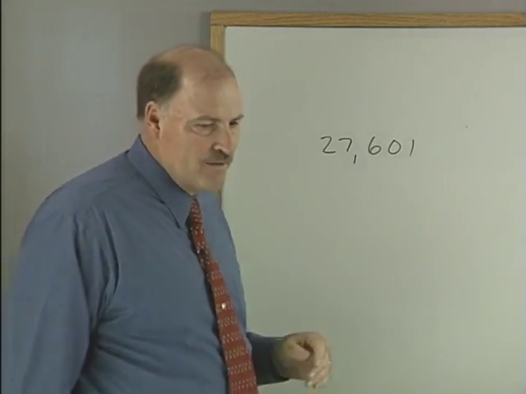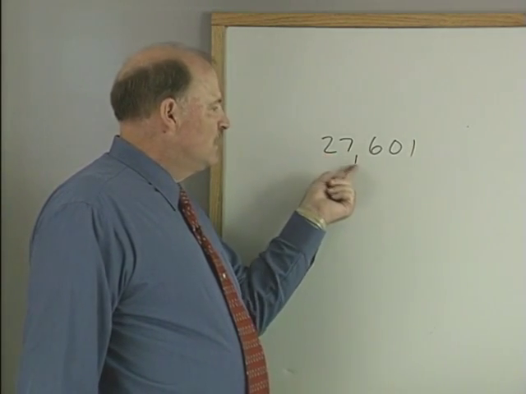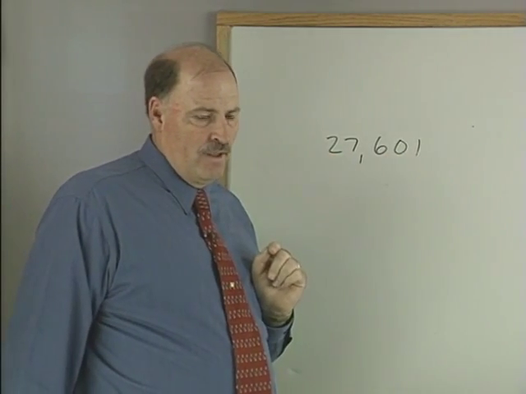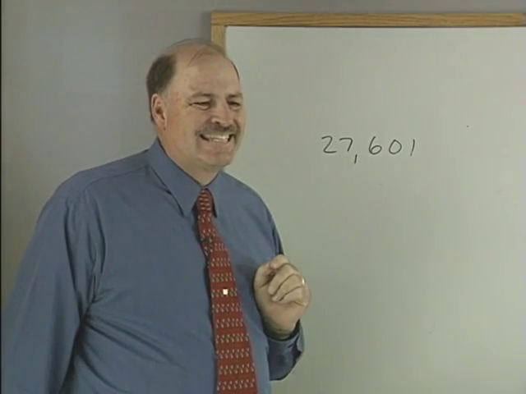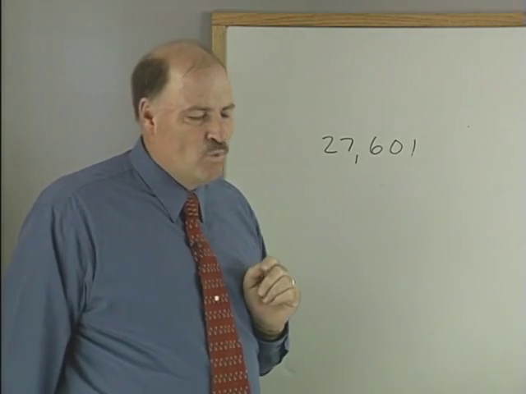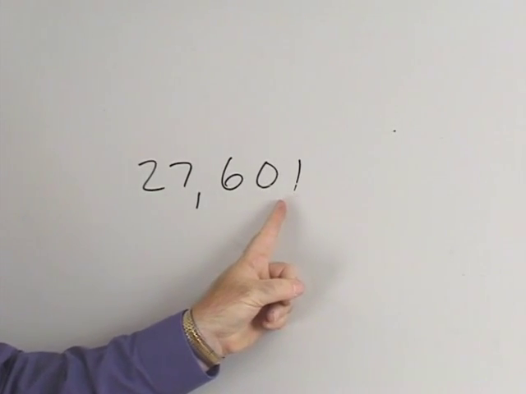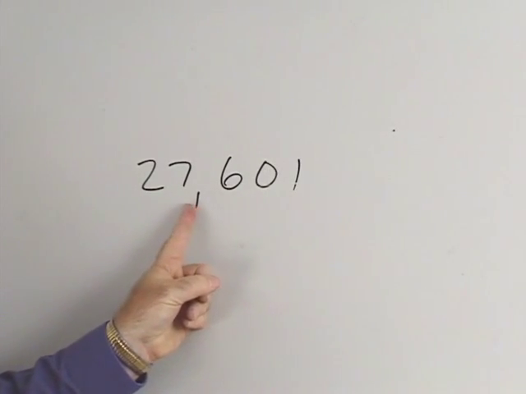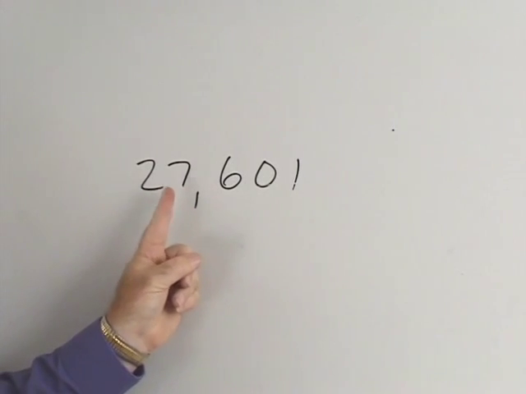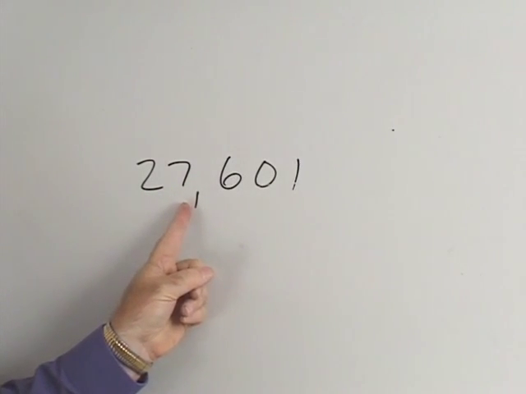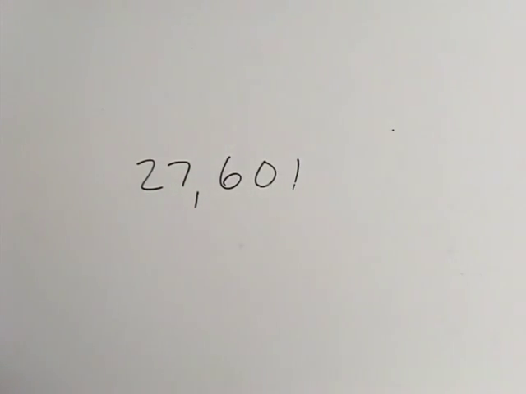You didn't say "601." People like to do that and it's not right. It's 27,601. Can we round that to the nearest 10,000? Where's the 10,000 place? You tell me when to stop. Stop. See, that's the 1,000 place, and this is the 10,000 place.